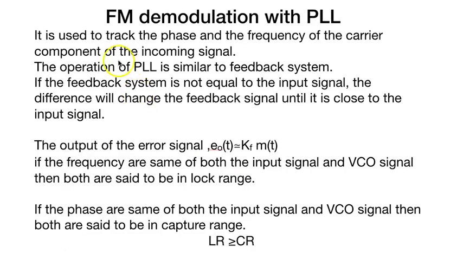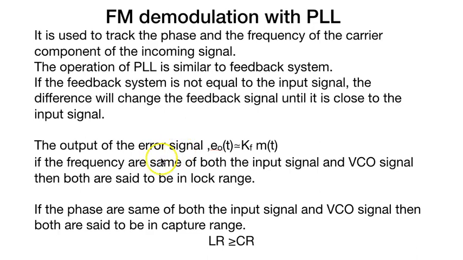And last but not the least, FM demodulation with PLL. It is used to track the phase and the frequency of the carrier component of the incoming signal. The operation of a PLL is similar to feedback. If the feedback signal is not equal to the input signal, the difference will change the feedback signal until it is close to the input signal.